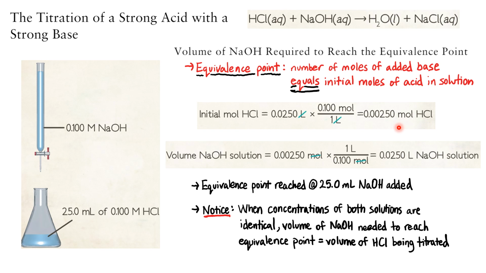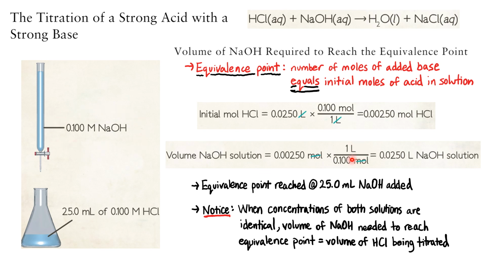Now we just said that we need the same exact number of moles of HCl as we do NaOH, or vice versa. We need the exact amount of moles of NaOH as we have HCl. And there it is, right? Here's your moles of NaOH, and I'm trying to figure out the volume that I need to titrate this 25 milliliter solution. So again, I'm using the concentration here.